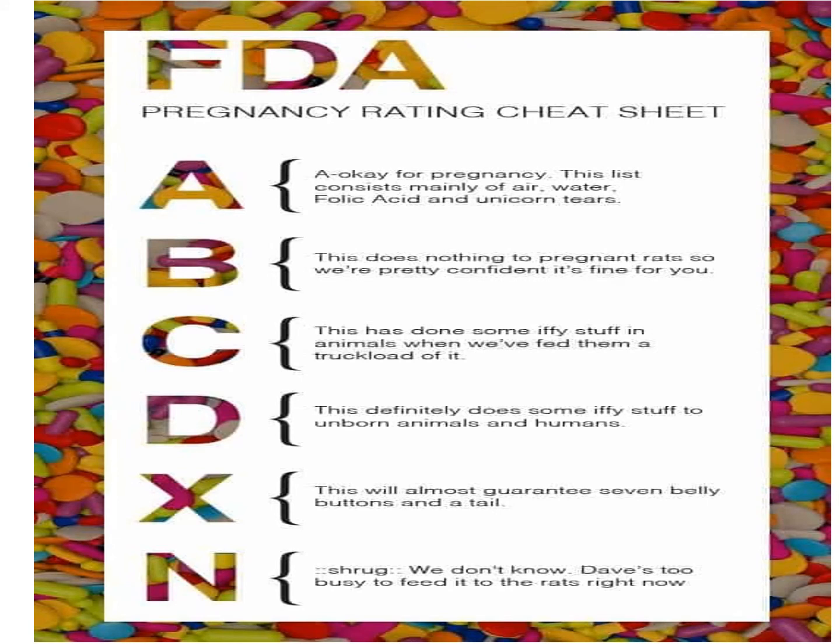So here's another FDA pregnancy rating sheet. It's a bit different. This one's a bit lighthearted. Just telling you the different categories again. A being, yes, everything's fine with this, but it barely has anything in it. Air, water, folic acid. So very little would make the A list, right? I think insulin, thyroid medication, but those are natural to the body already. So you're not going to see many drugs in category A.